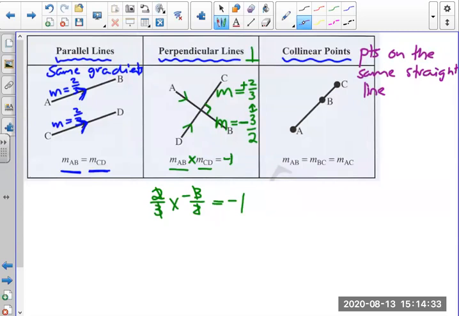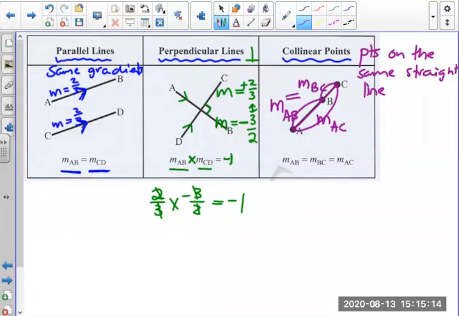Now, what's true if that is true? Can you see that when A, B, and C are on the same straight line, they have the same steepness. So the gradient between A and B and the gradient between B and C will be equal. Or, for that matter, the gradient between A and C. So those three gradients are all equal.